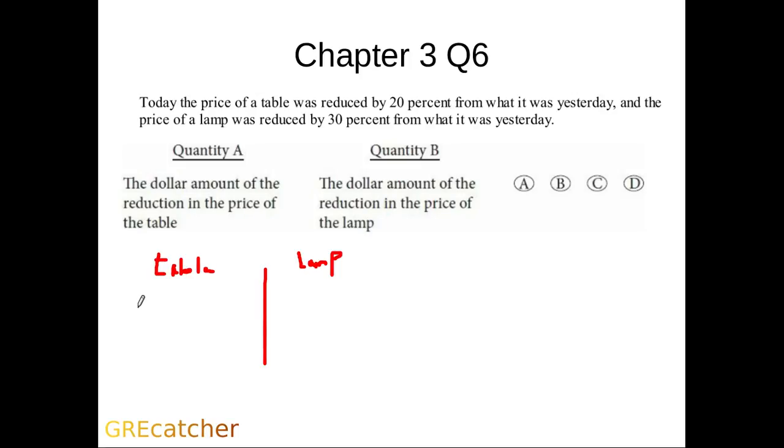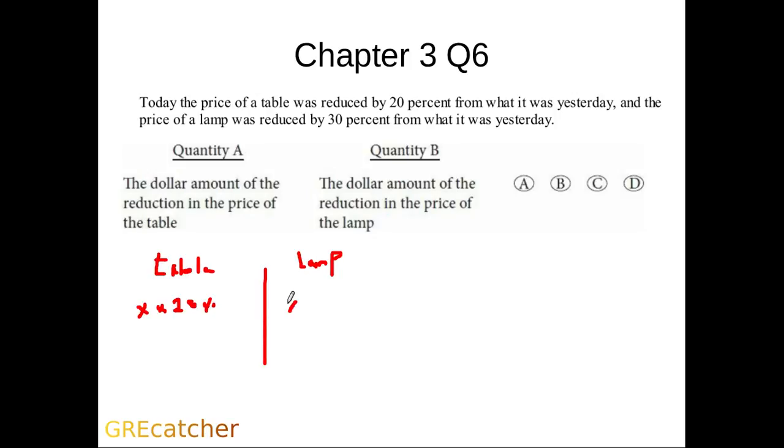The table was reduced 20% from what it was yesterday. So if the starting value is x, the value reduced is x times 20%. You can say that it's the value which is subtracted. Of course, it's not the value which is on now. It's now 80%. If you want to get the value which the table is truly equal now, you will say it's x times 80%. I know it's obvious, but I just wanted to stress it.